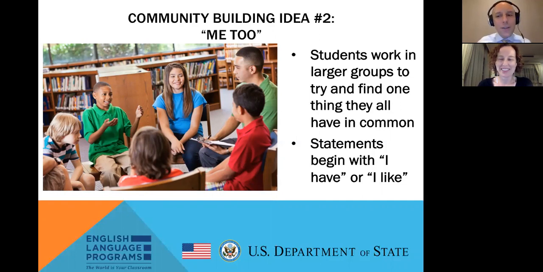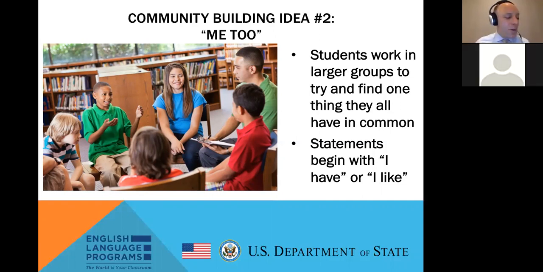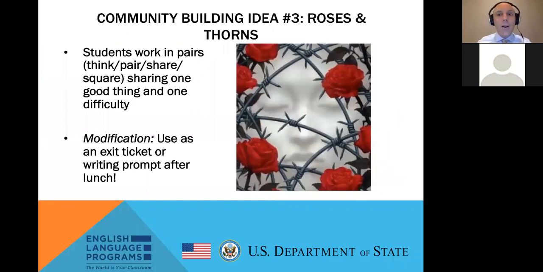I'm going to shift and move on to another community building exercise, which I call Roses and Thorns. And this one is good because it can be used as a writing exercise. So it can be used as an exit ticket, or it can be used as a quiet writing prompt for after lunch or after students come back from a break. Students can work individually writing, or students can sit and discuss first with a pair.